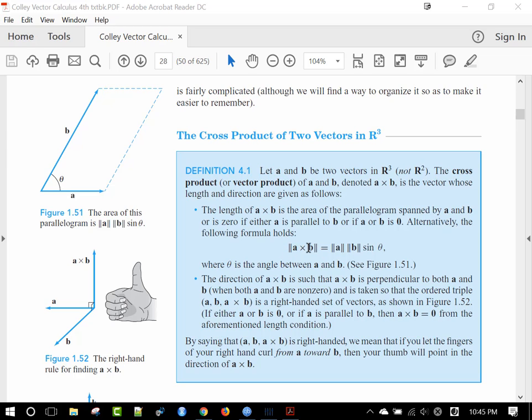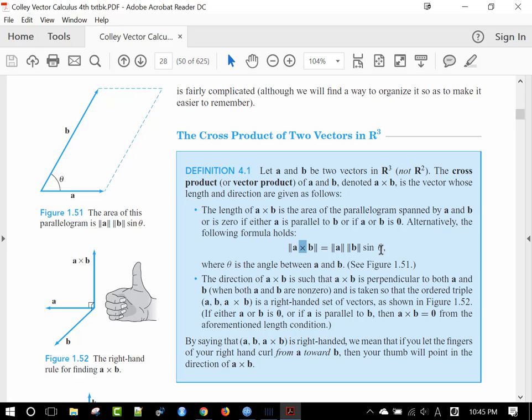So the symbol for the cross product is x instead of a dot. The magnitude of this is given by the magnitude of A, the magnitude of B, the sine of theta. Now, if you remember, the dot product was the magnitude of A, the magnitude of B, and the cosine of theta. So this is different. This is the sine of theta.